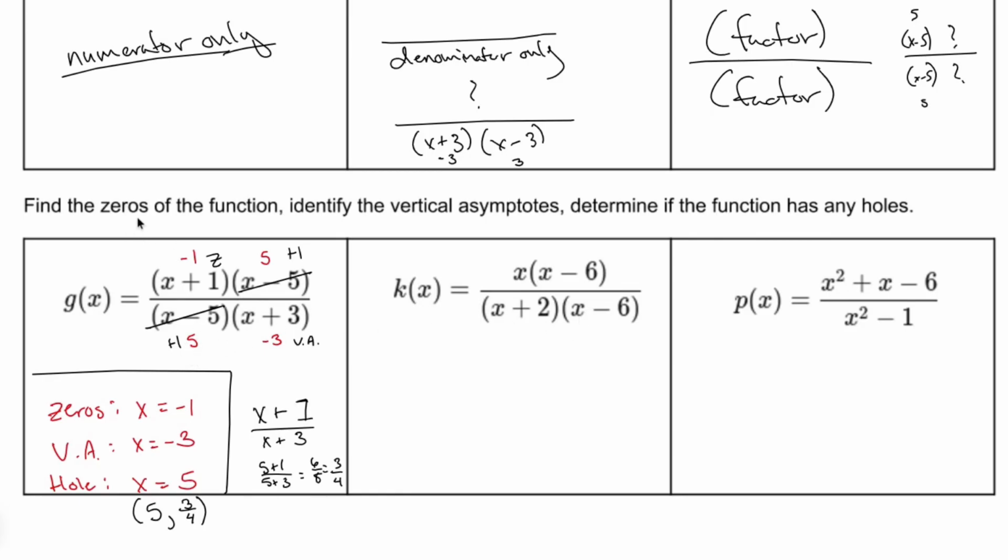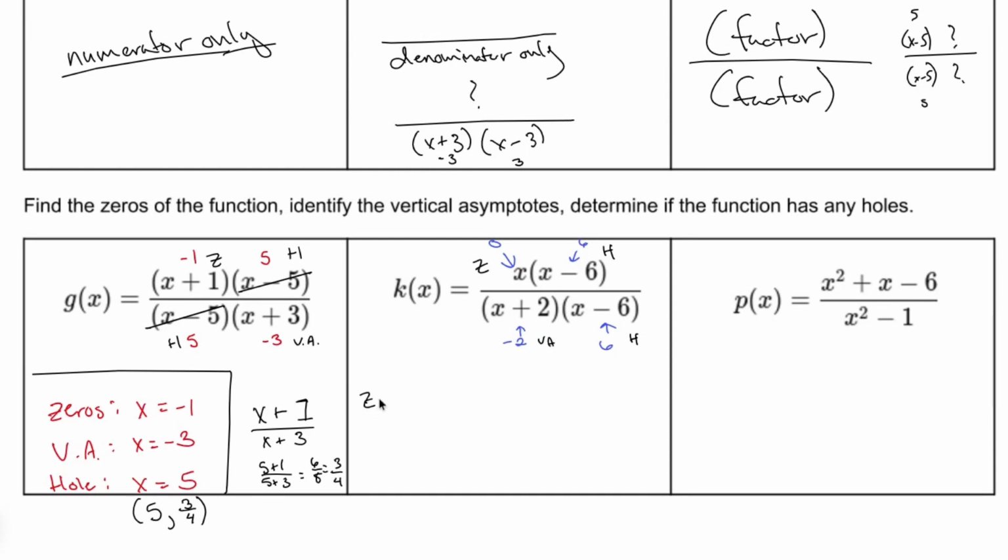The same exact rules apply. Find the zeros of the function, identify the vertical asymptotes, and determine if the function has any holes. So using the zero product property, let's factor this out. It's already factored. My magic numbers are 0, positive 6, negative 2, and positive 6. 0 is a unique factor in the numerator, so it's a zero. 6 over 6 gives me a hole because it's repeating in the top and the bottom. And negative 2 is a vertical asymptote.